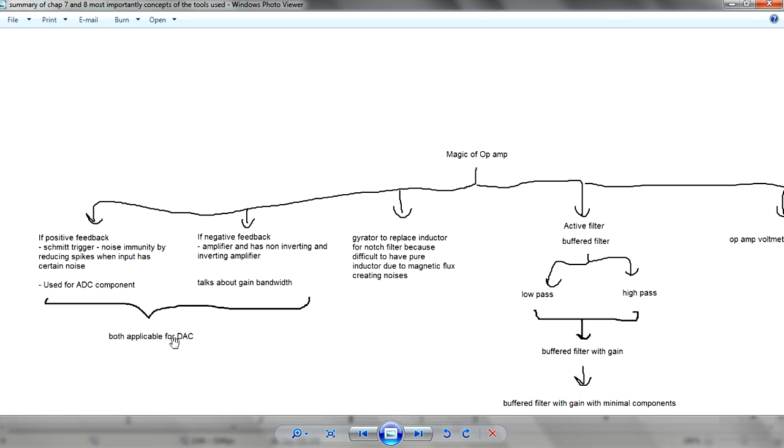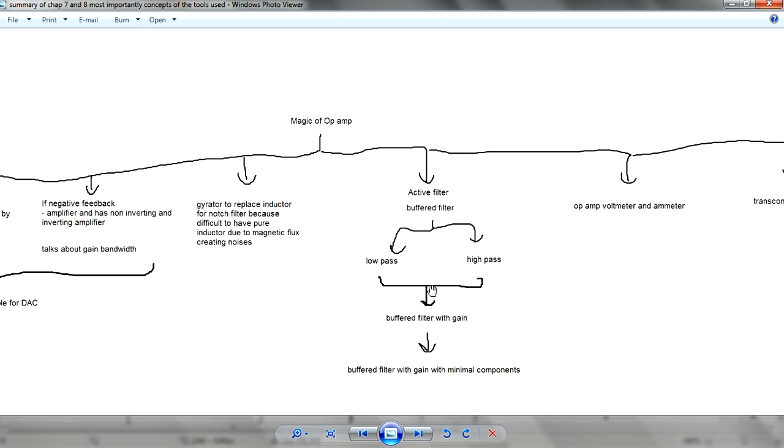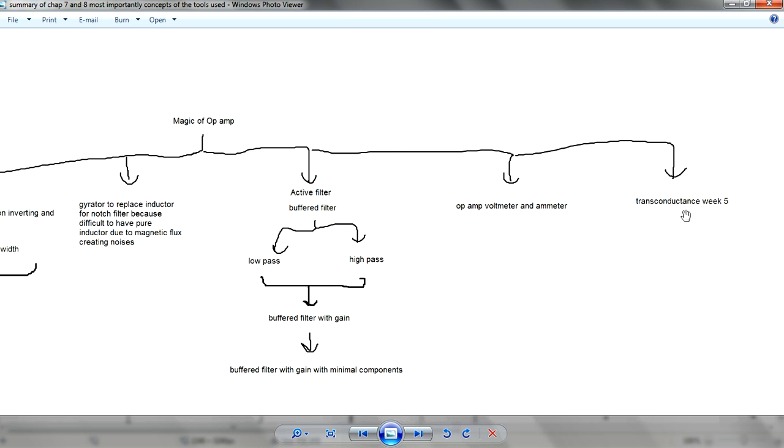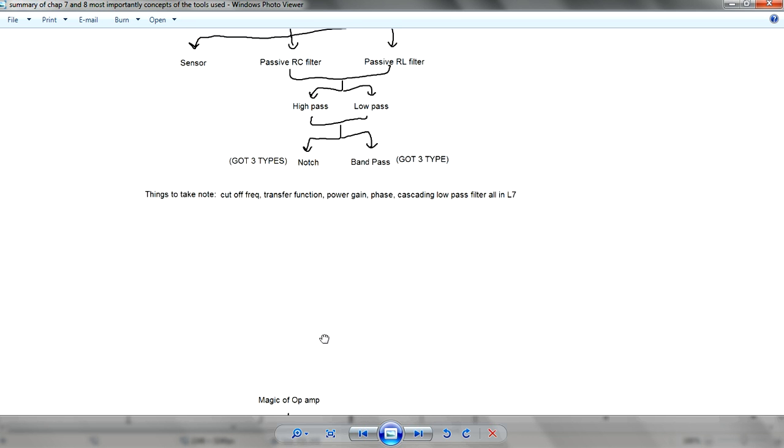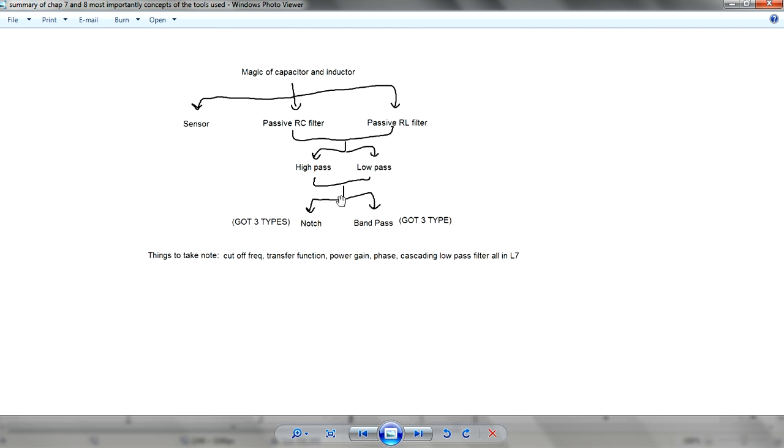It goes way back to ADC, DAC, and then talks about filters, and also how to create a voltmeter, ammeter, and such. So in this case, I actually list down all the purposes of op amps and the purposes of capacitor and inductor. In this series of videos, hopefully I can explain well the passive RC and RL filter. Capacitor and inductor can become a sensor, just by altering its permittivity, area, length, and such, coil number. So these are all things in chapter 3 you can take a look at.